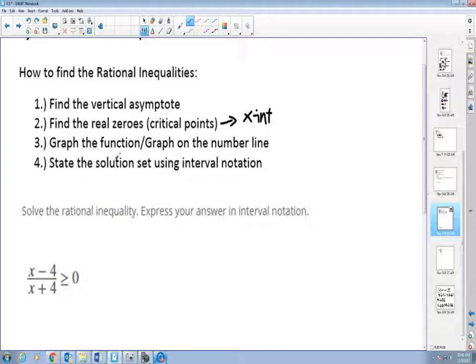Then we're going to graph the function, either on a graphing calculator or on the number line, and we will state our solution using interval notation.